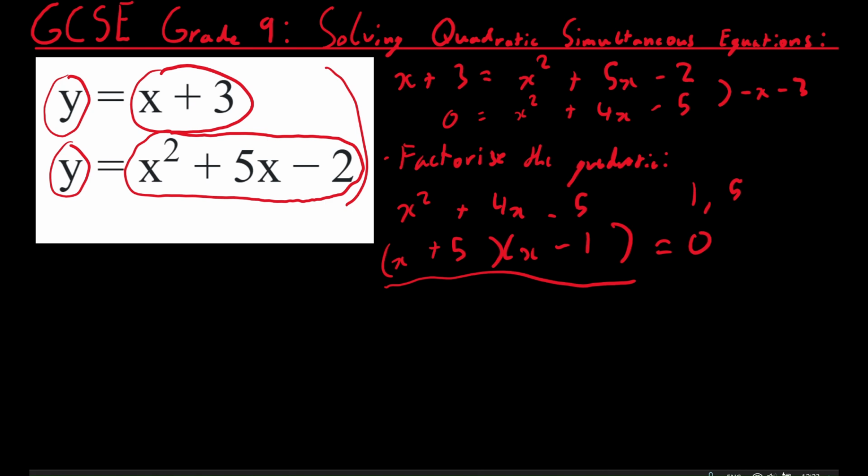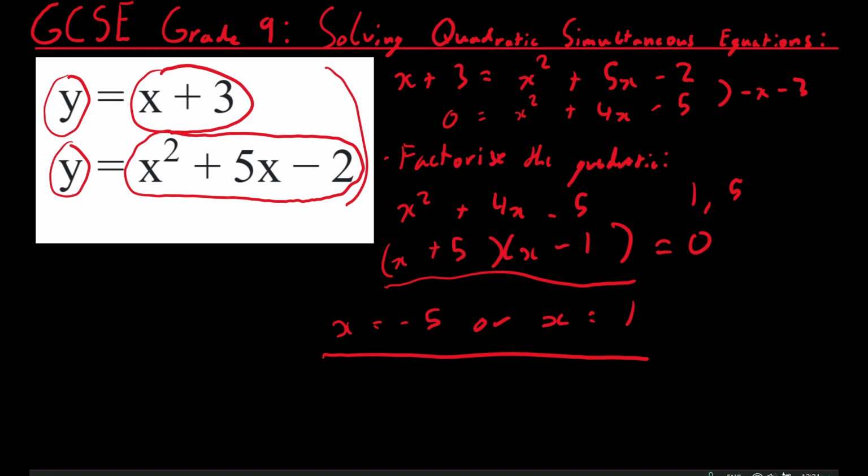So now to solve this, because this is equal to 0, one of these brackets has to be 0. So when this bracket is 0, x is equal to negative 5. And when this bracket is 0, x is equal to 1. Therefore, x can equal negative 5, or x can equal 1, which are the answers for the x values of this quadratic simultaneous equation.